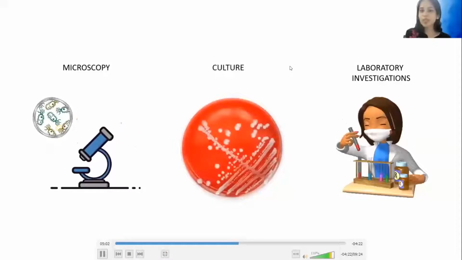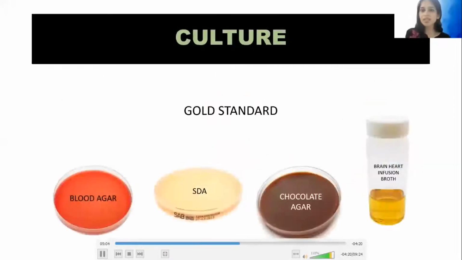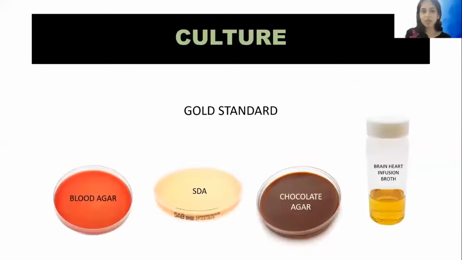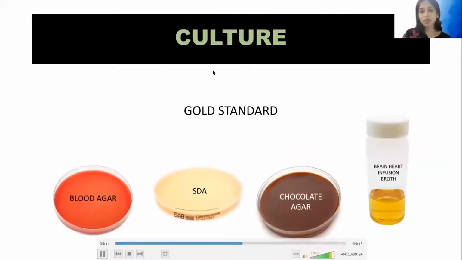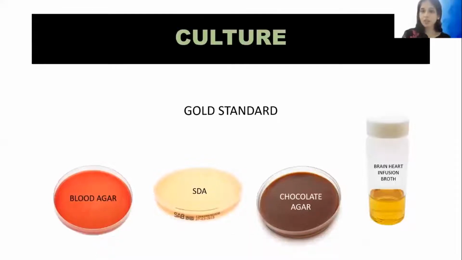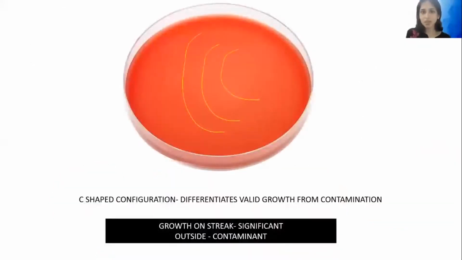Coming to culture and sensitivity. This is the gold standard for any investigation. You can use a blood agar, Sabouraud's dextrose agar, chocolate agar, brain heart infusion broth, and many other culture methods. The main thing that you have to remember is you have to do this in a C-shaped configuration.